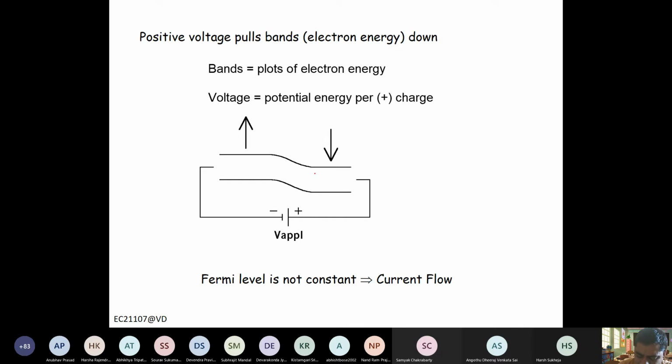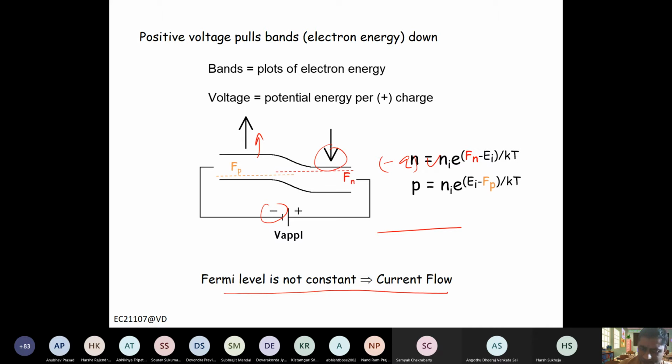this concept I think we have already discussed. When you apply the positive voltage, what happens? Because energy is minus Q times potential, right? So for positive voltage, the band will go down. For negative voltage, the band will go up. And when the Fermi level is not constant, current will flow. And when the Fermi level is constant, current will not flow. So these concepts are just for review.